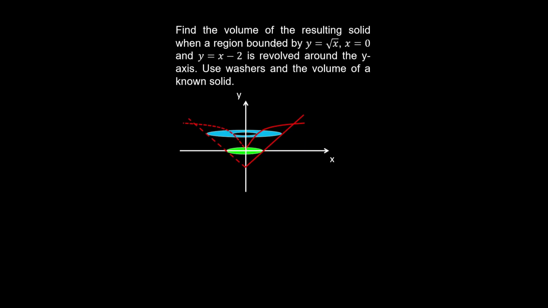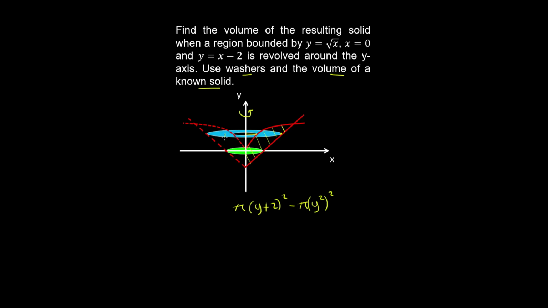Find the volume of the resulting solid when this region is revolved around the y-axis. And we're asked to use washers and the volume of a known solid. So the area of this washer is pi by the outer radius squared. So that will be this x value over here, which is y plus 2. Then minus the area of the inner washer, which is this x value over here. So that will be y squared all squared.